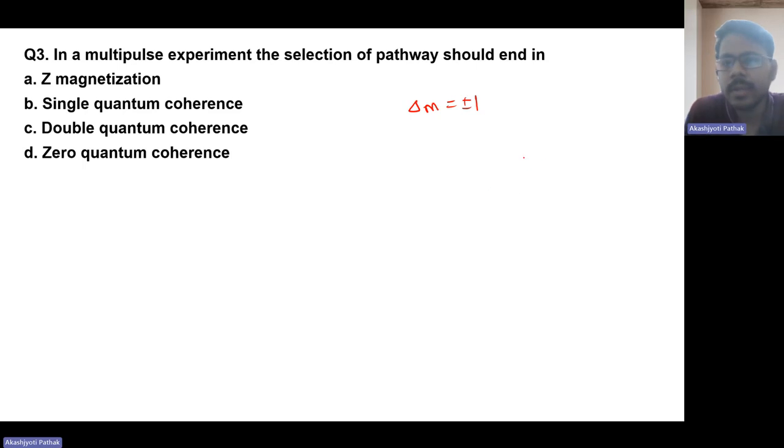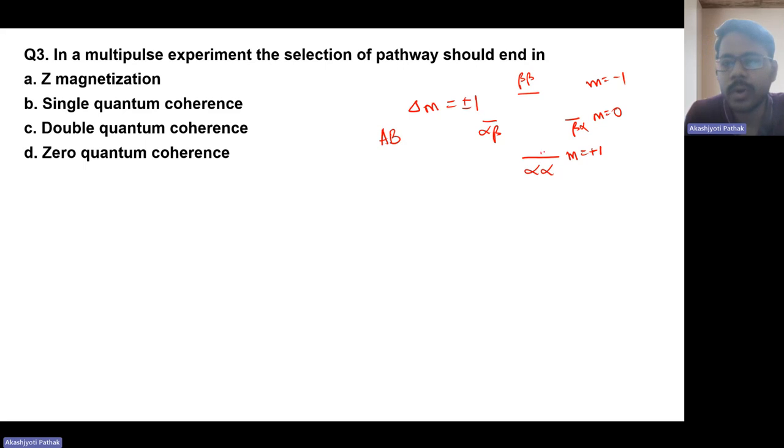We had seen that for a two spin system, you can have four possible states: alpha alpha, alpha beta, beta alpha, and beta beta. So this is the m equal to plus 1 state, this is m equal to 0, and this is the m equal to minus 1 state.